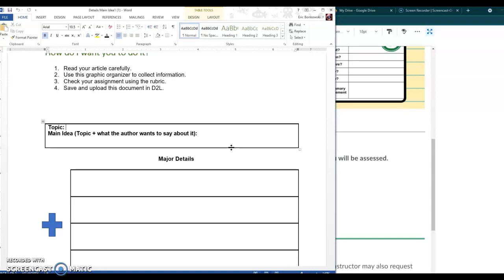So if my topic were McDonald's, and I wrote an entire review about how much I love McDonald's, then my main idea would be topic McDonald's plus what I want to say about it. I love it. That would be my main idea. A lot of your articles are going to be informative. So think about what the author wants to tell you about this particular topic.